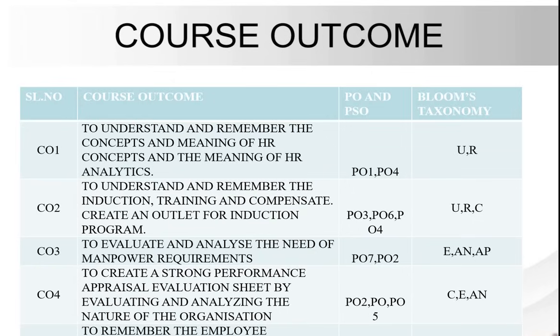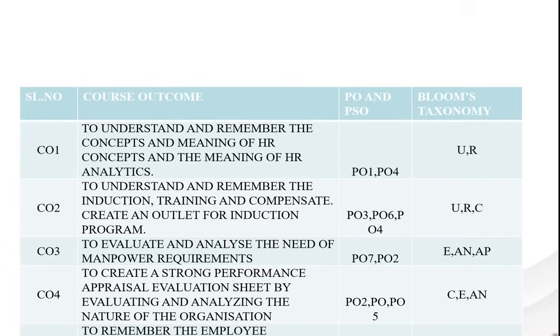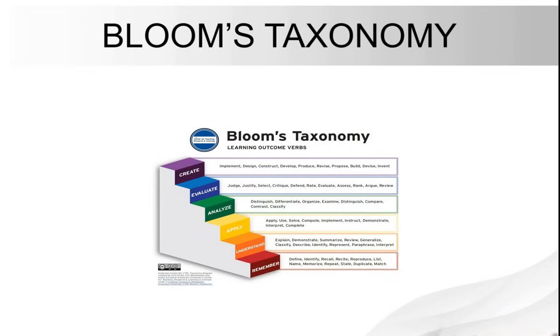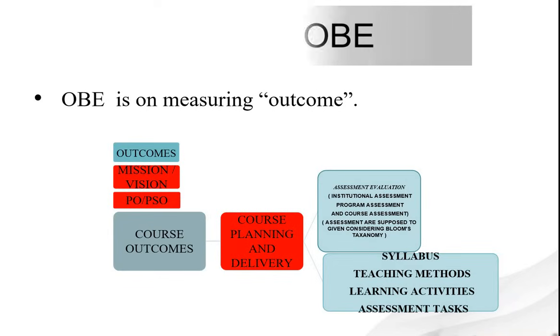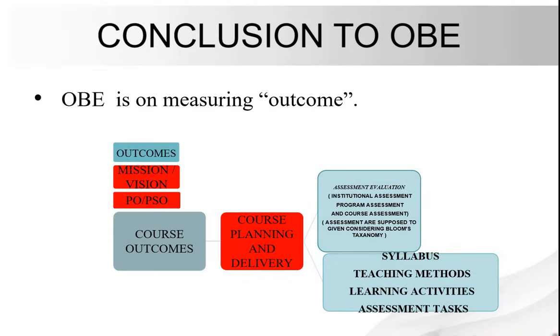by evaluating and analyzing the nature of the organization. So see here, with the fourth module, you're able to evaluate a sheet by evaluating and analyzing the nature of the organization, which is of the fifth level. The student will be able to get knowledge, attitudes, and behavior from the fifth level, which means it's a high level. The same. This is how these course outcomes will be carried on.